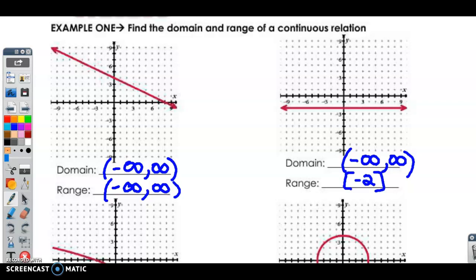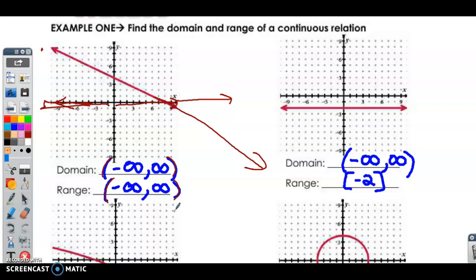So find the domain and the range of each continuous function. The domain is all the possible x values, right? No matter how far I go to the right, if I kept going forever, the graph would continue down here, and the same to the left. No matter what value I picked for my x value, I would find a y value on the graph. So the domain is negative infinity to positive infinity, and so is the range.